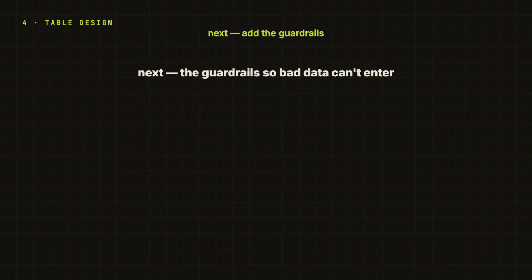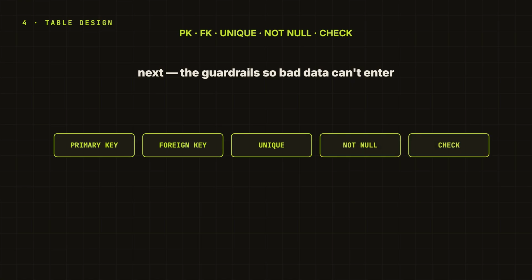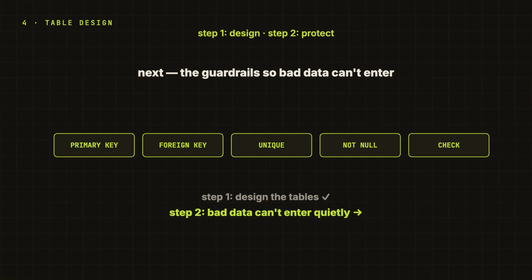In the next video, we take this schema and add the guardrails like primary keys, foreign keys, unique rules, not null, checks and all that. Because designing tables is step 1. Making sure bad data can't enter quietly, that is step 2.